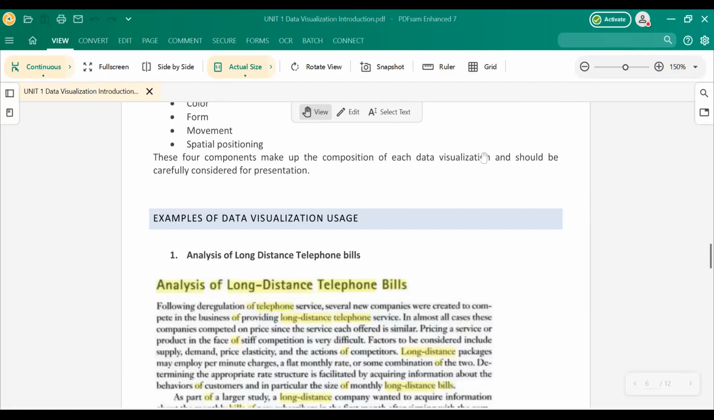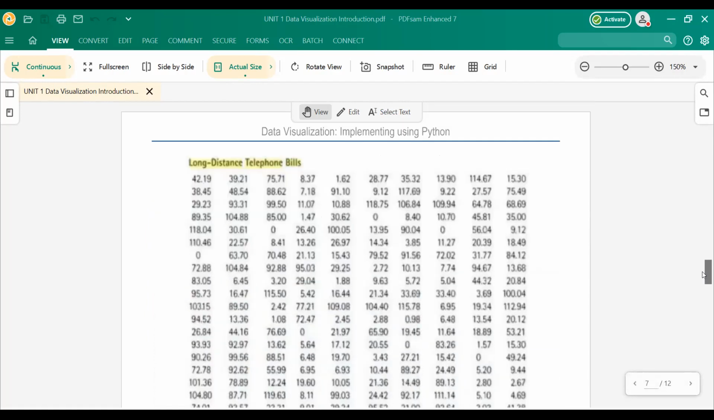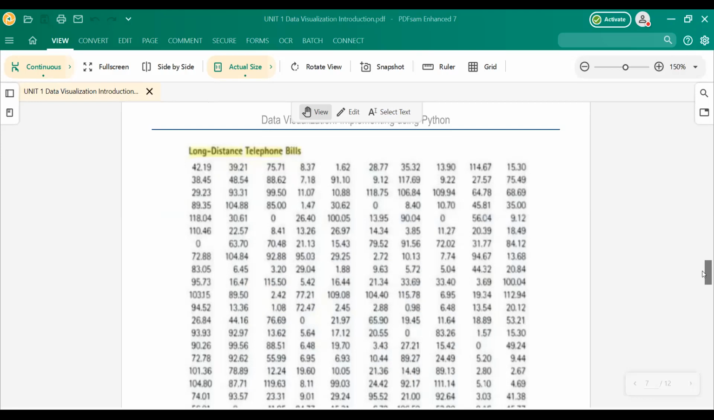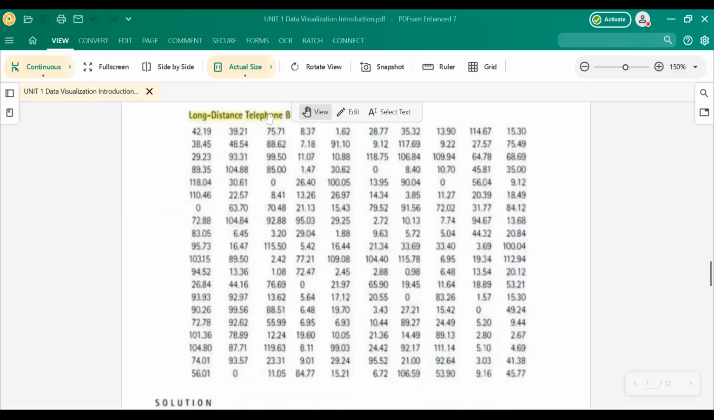So I have an example for you. Same thing, I have it in PPT format. You all can see some numbers on the screen, long distance telephone numbers. Okay, let me ask you a question. There's a marketing manager of a telephone provider. Let's say it could be Vodafone or Airtel.